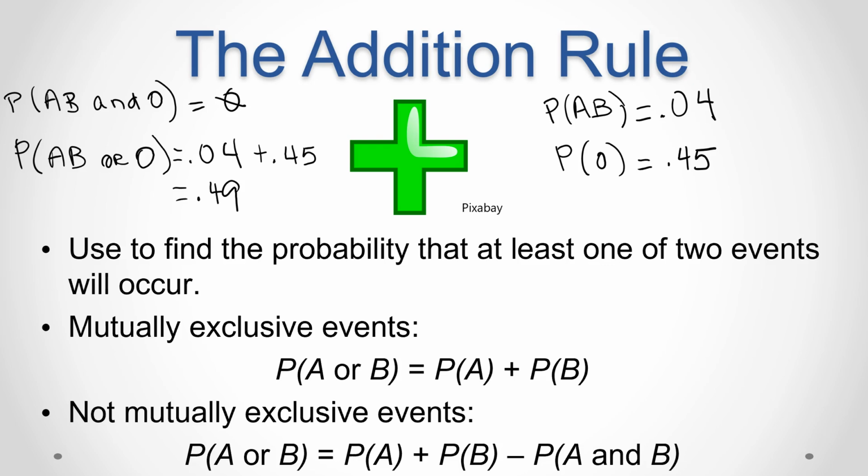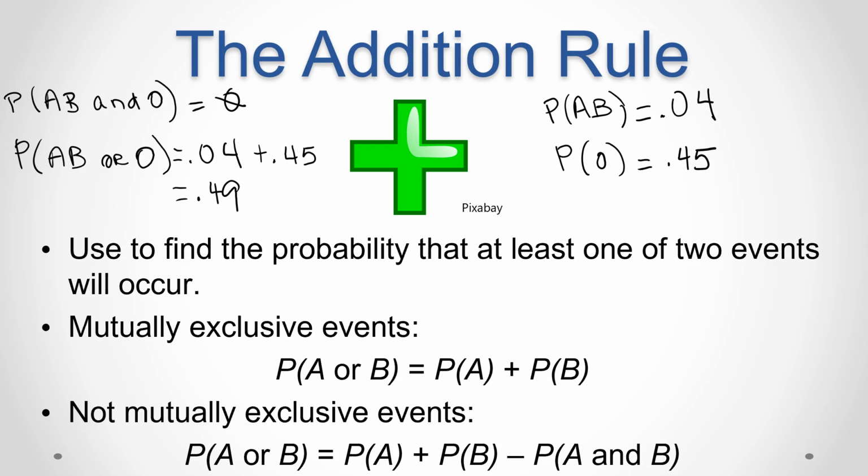A question you may be asking yourself is, what if I need to calculate the probability of two events that are not mutually exclusive? This is a legitimate question. Remember that not mutually exclusive events will have outcomes in common between the two events. The addition rule for any two events A and B for not mutually exclusive events is probability A or B equal to probability of A plus probability of B minus the probability of A and B.